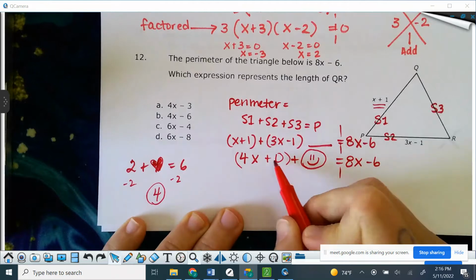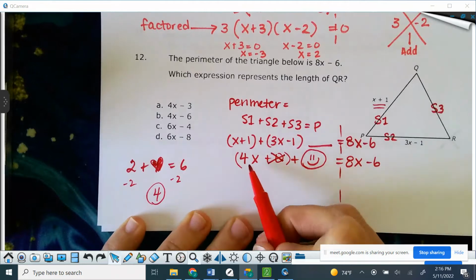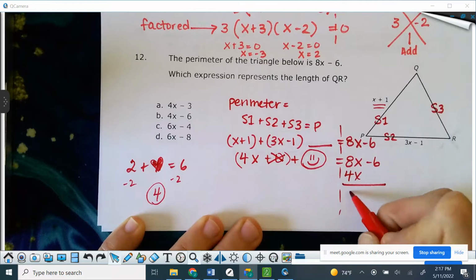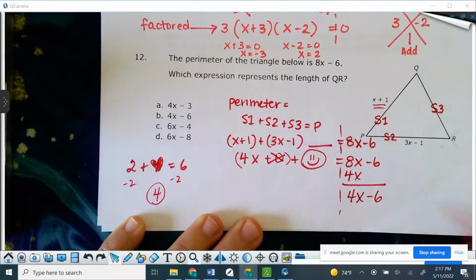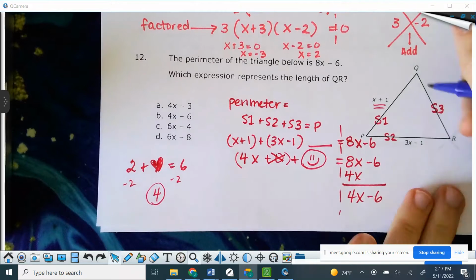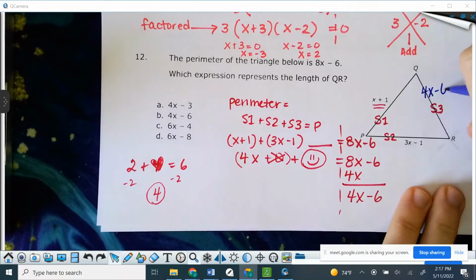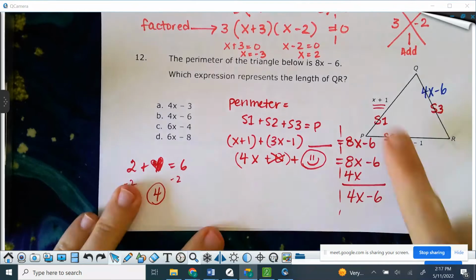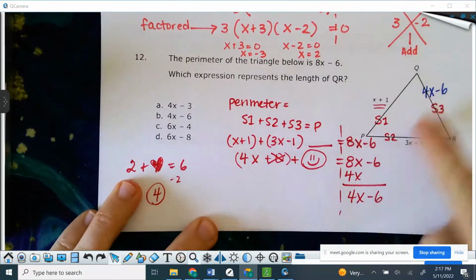The 0 we can probably ignore for the most part. So we just have a 4x that we're going to take away from 8x minus 6. And we're going to end up with 4x minus 6. So that means side 3 should be equal to 4x minus 6. The other way you could do this, in case that did not make sense, is at this point you could take all your sides and your answer choices and add them together.